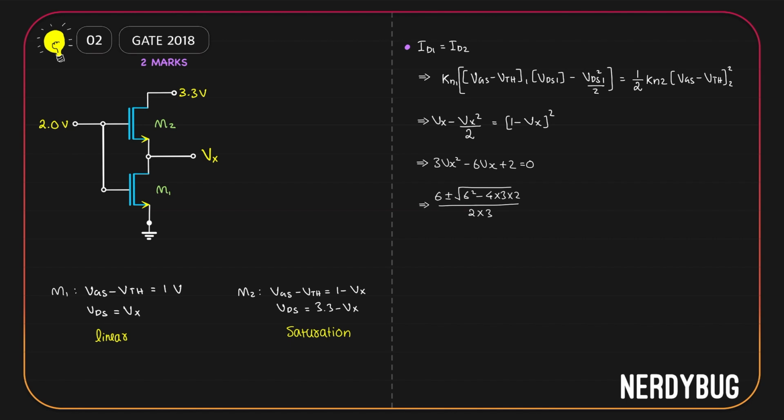This gives us two possible values of Vx. One is 0.4226. The other is 1.577. We have to find out which one is the correct value.